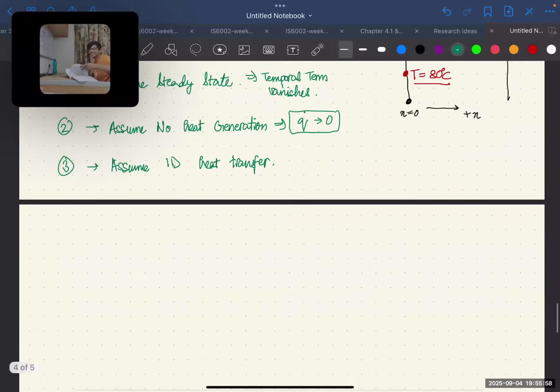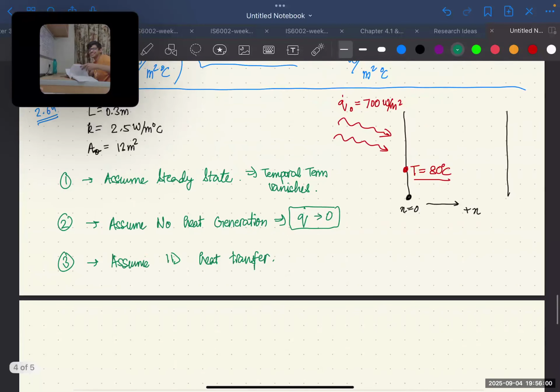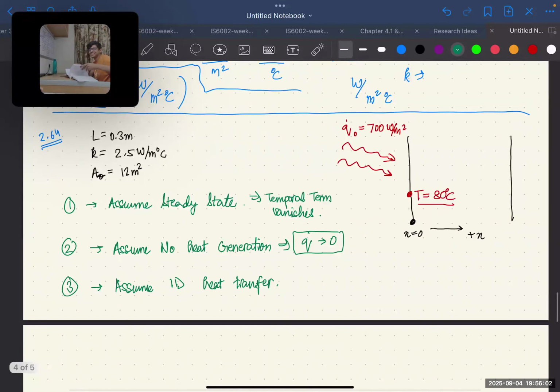So, anyone wants to share how do we begin solving this problem? Which equation to begin with? Anyone has any idea? Where do we begin with solving this problem?